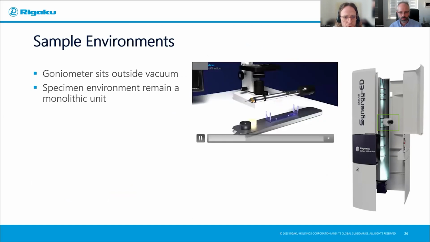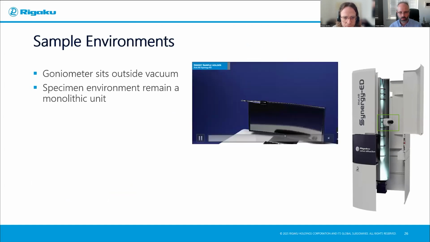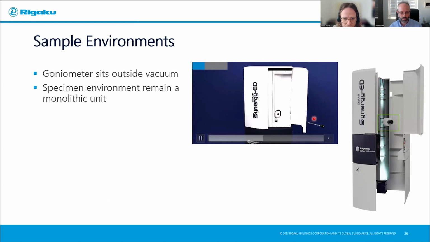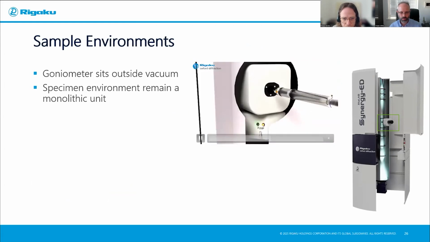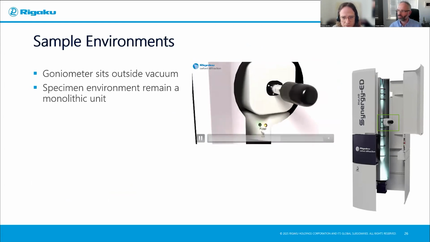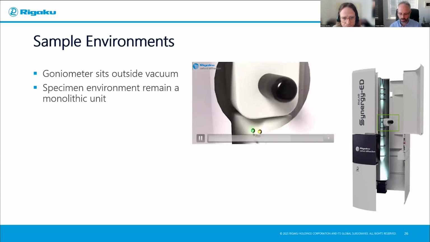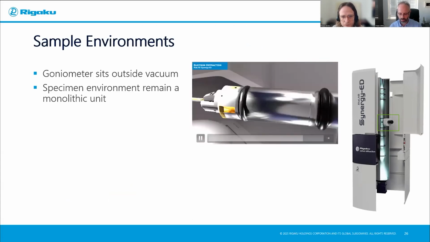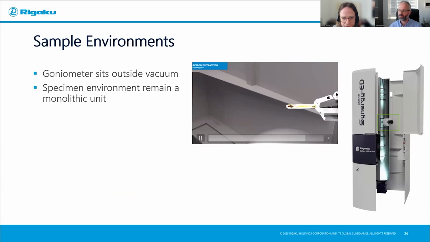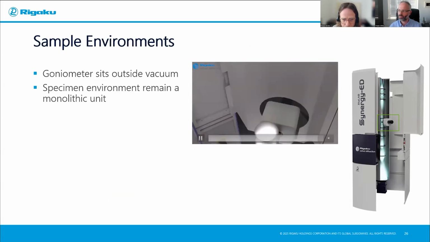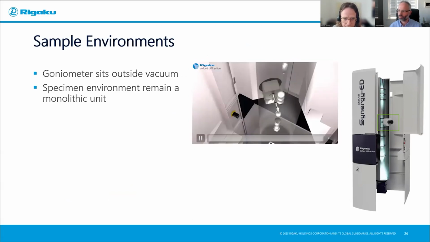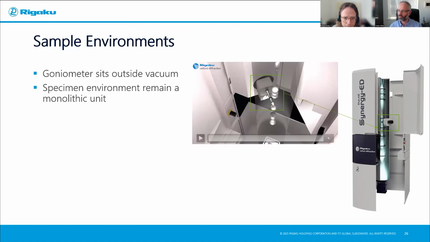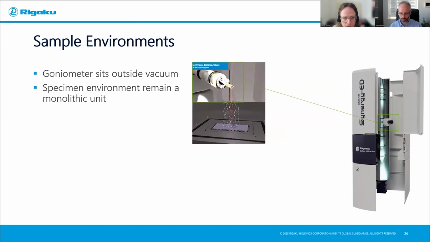What you do is you put those sample grids inside this transfer rod, inside these holders. And then this holder is transferred into the vacuum through an airlock. And throughout the whole screening and measurement sequence, this sample and this holder remain a monolithic unit, as you see here.